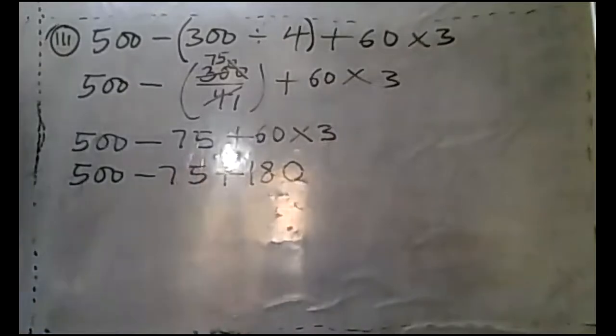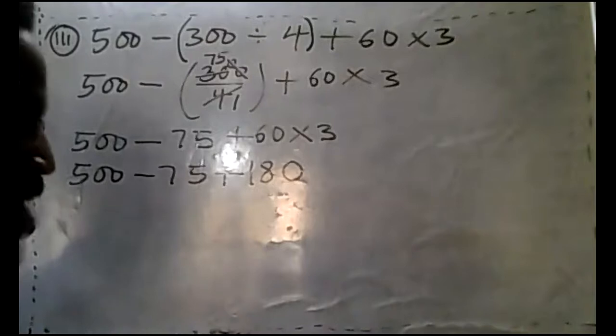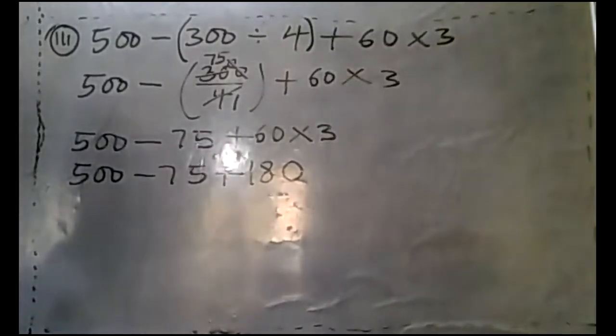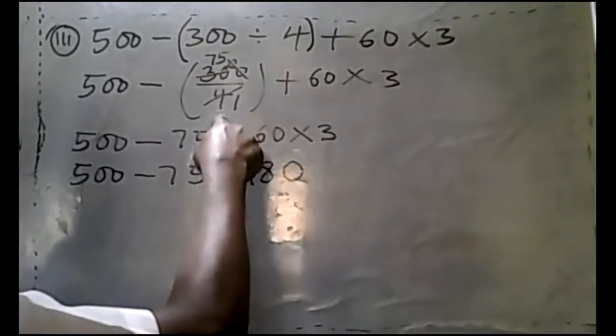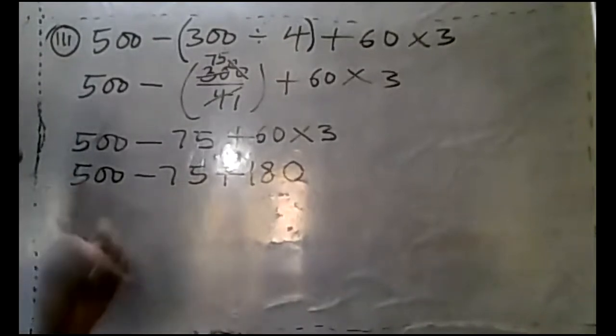We have done bracket, there is no bracket. We have done division, we have just done multiplication. Then the next thing we need to do is addition. Now, if you're not careful, like I said, you would get this wrong.